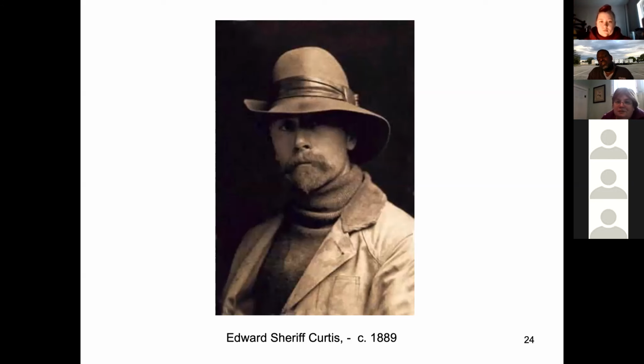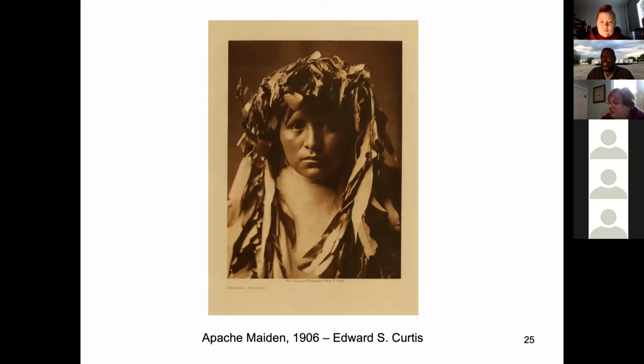So Edward Sheriff Curtis was famous for photographing the Indians. He would photograph the different tribes of Indians throughout the West. He would mainly go to the Pacific Northwest, but he would go to different tribes and not infiltrate, but make friends with different tribes, live with them for a while, and photograph them. And he made these different volumes of books based on different tribes around the United States.